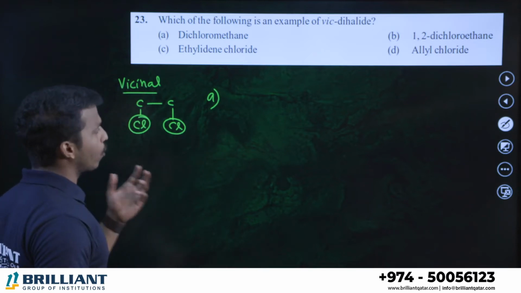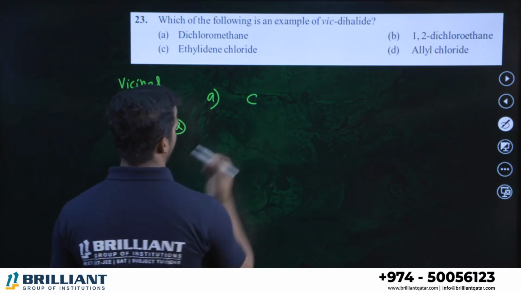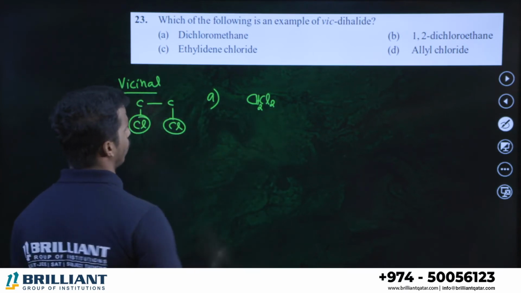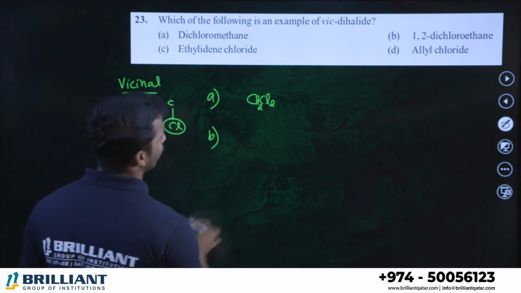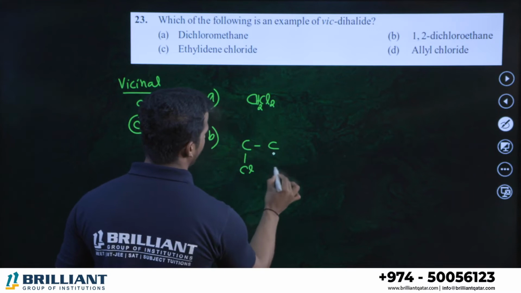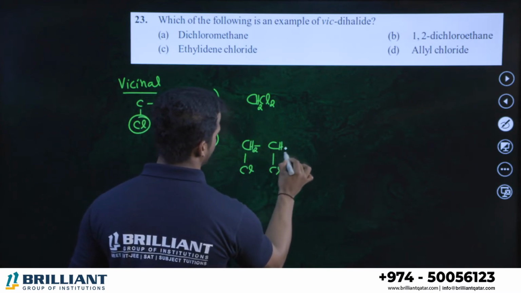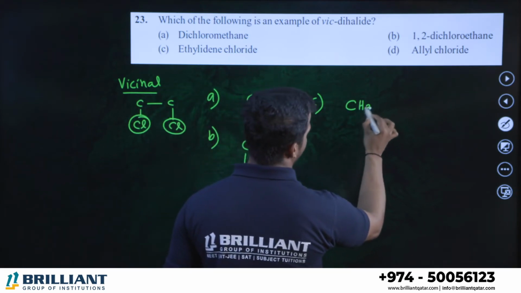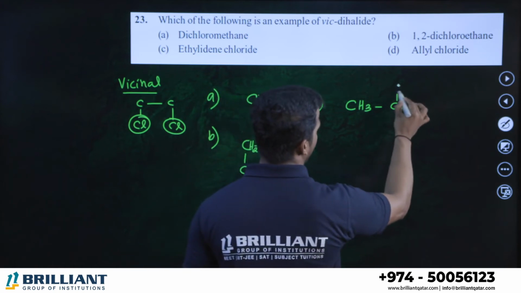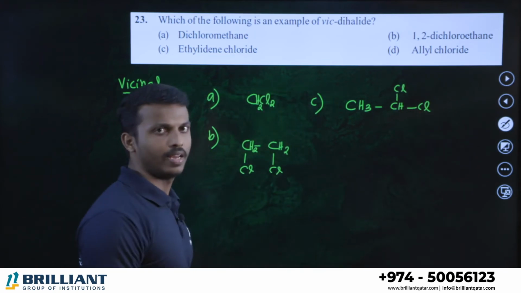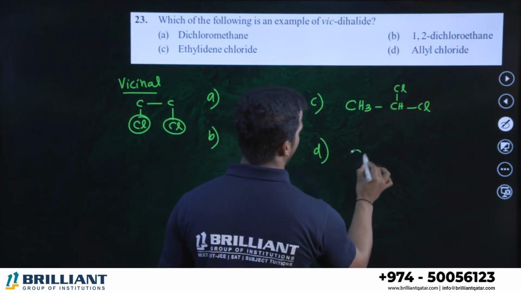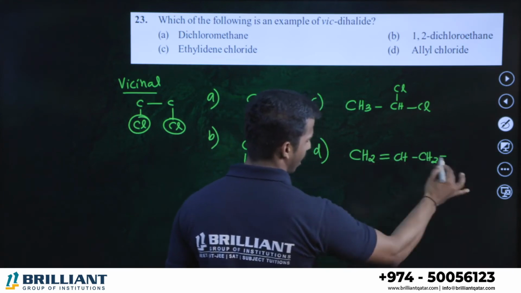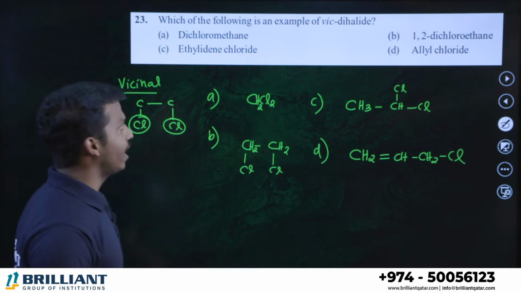Option A, dichloromethane. Methane means one carbon, dichloro means two chlorines, so CH2Cl2 is dichloromethane. Option B, 1,2-dichloroethane. This is ethane, with 2 chlorines on the first and second positions. Option C, ethylidene chloride. What is ethylidene chloride? CH3CHCl2, called ethylidene dichloride. Option D, allyl chloride. What is allyl chloride? This group is called vinyl, and with one more carbon it is called allyl, with chloride. Tell me which is a vicinal dihalide?